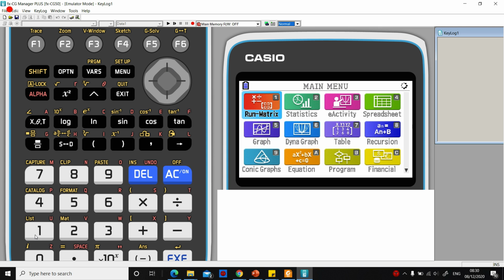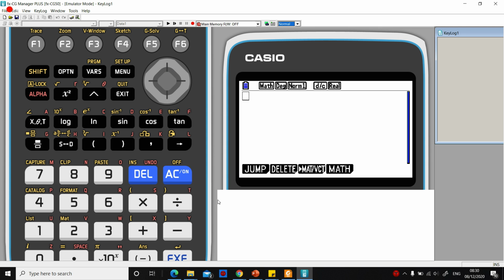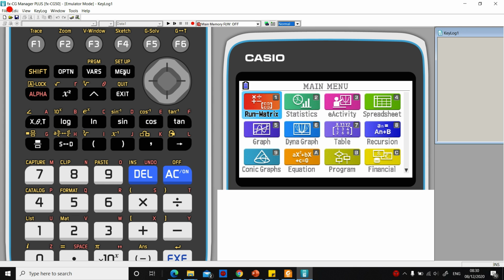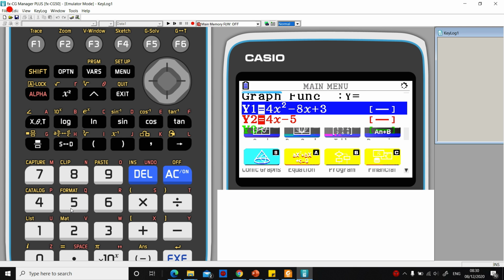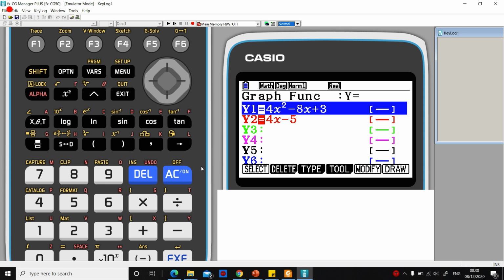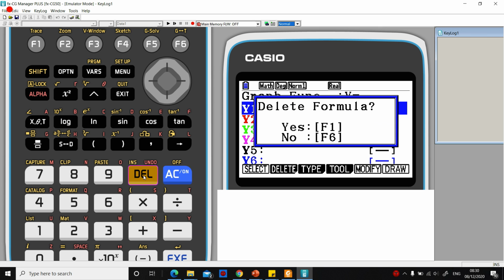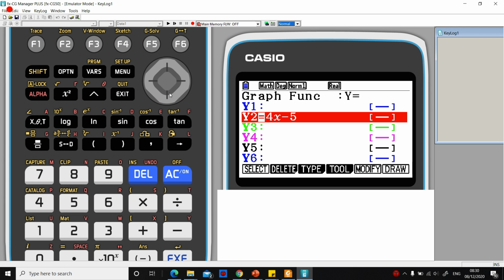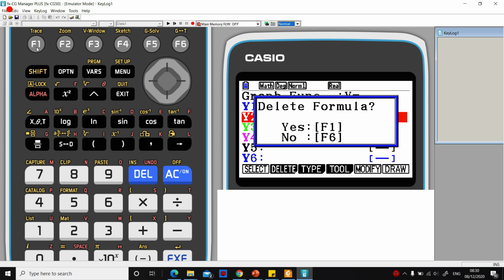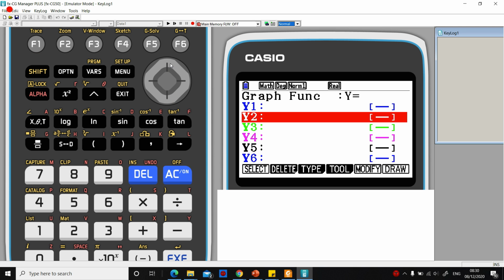So when you switch your calculator on, click menu, and it should take you to this screen here. We will not run a matrix, we will go to graph mode. You can click 5, or you can click graph mode from here. So let's click 5 right there. I've got some graphs which I'm going to delete. If you've written a graph, you can click delete. It will say F1 right here. Go down, delete, and F1.